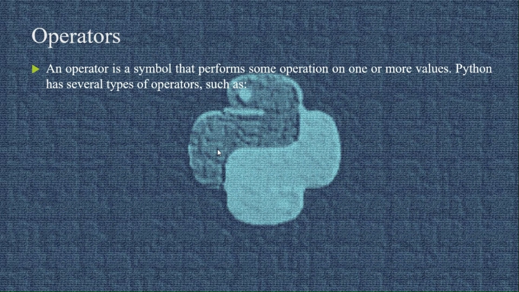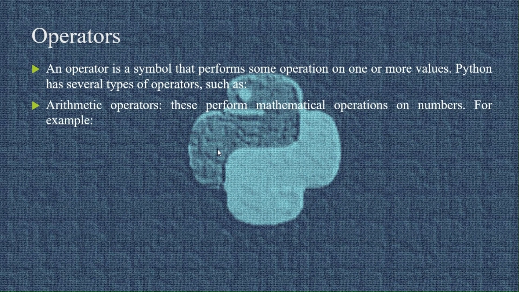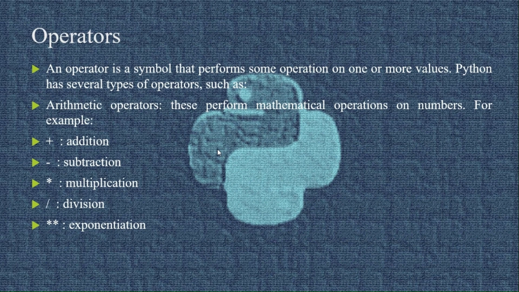Alright. So basically operators are characters that just perform operations on values or variables. The main operators we're going to look at are arithmetic operators. These perform mathematical operations like addition, subtraction, multiplication, division, and exponentiation. This one is the power. If you want to say 2 to the power 4, this is the exponent operator that you use.